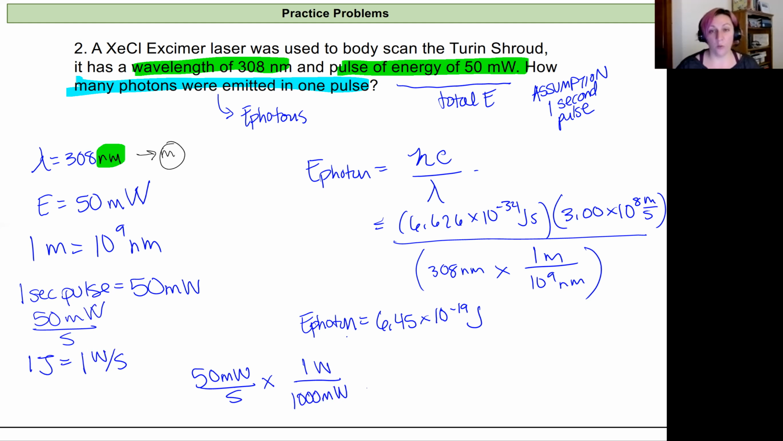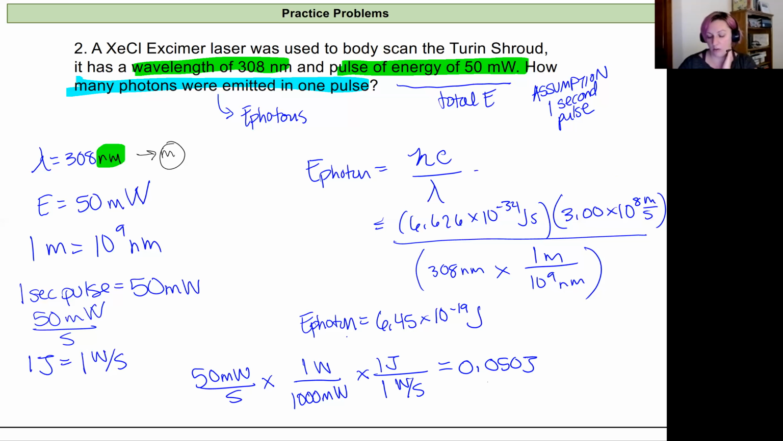Now we have units that are watts per second, and we can convert that into joules, where 1 joule is equal to 1 watt per second. So my units are going to cancel for the watts per second and leave me in units of joules, which is going to give me a total value of 0.050 joules.